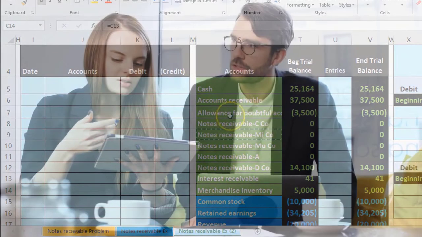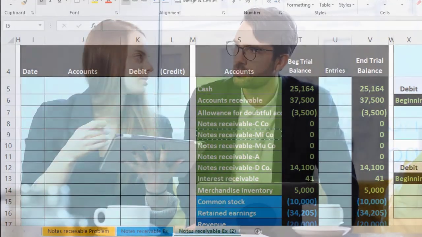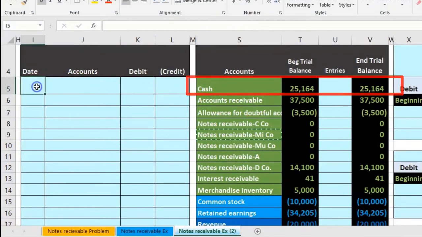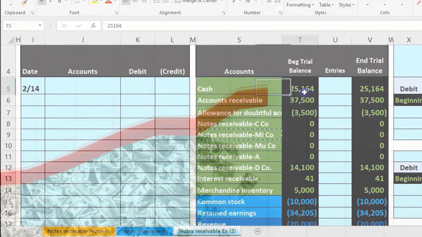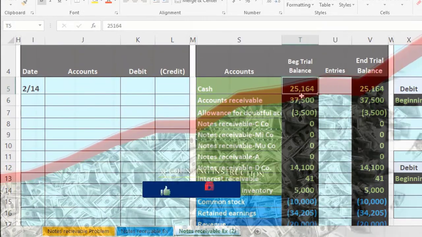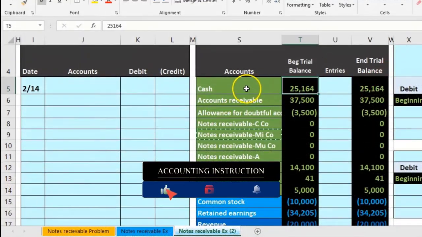We can ask our questions we would typically ask, and that would include, is cash affected? I'm gonna put the date here, which is 2/14. We're gonna say, yeah, we got cash. Cash is going up. Cash has a debit balance. We're gonna make it go up by doing the same thing to it. In this case, another debit.